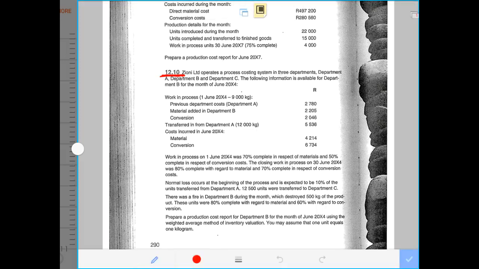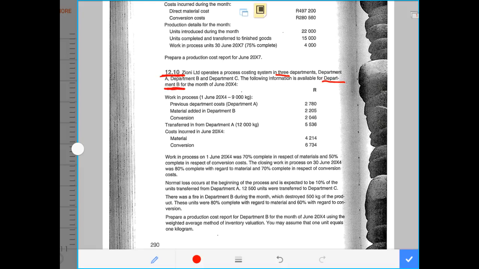Zioni Limited operates a process costing system in 3 departments. So it means they have 3 departments: Department A, Department B, and Department C. The following information is available for Department B. That means the process that we are dealing with is in Department B.